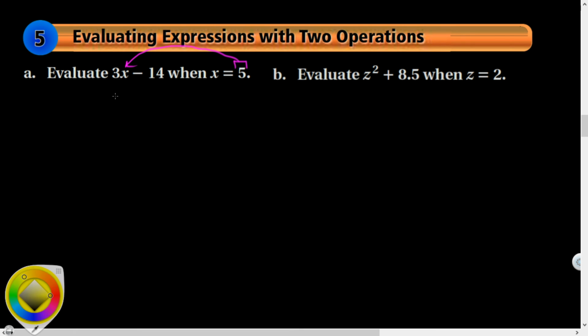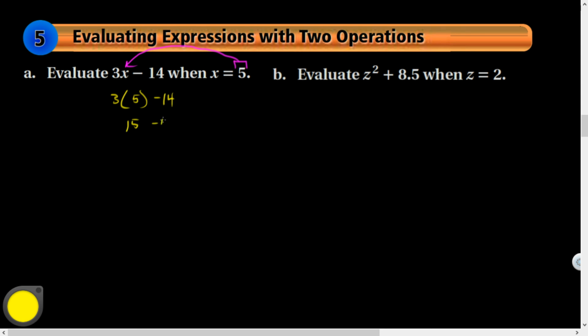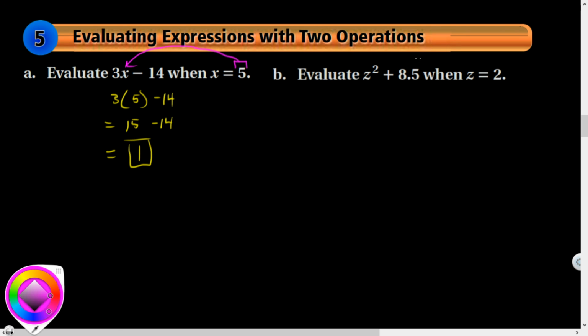So 3 times, instead of x, what's in there? 5. So, all right, order of operations, friends. Devin, what do I do first? Multiply or subtract? Multiply. Bam! He's fast. You saw that, friends. 15 minus 14 is 1. I was going to say 1-teen, but that would be like 11. Not it.